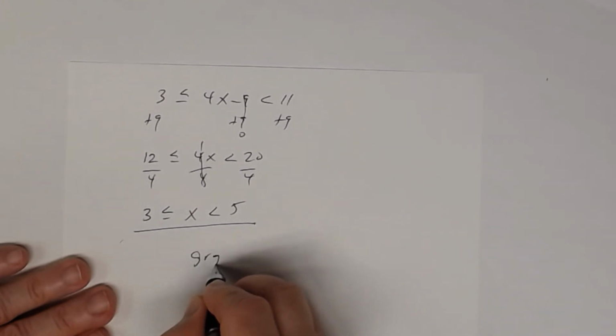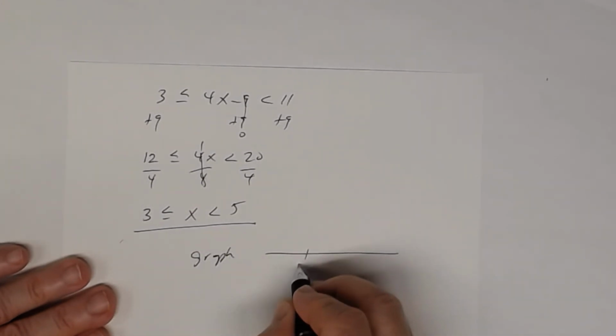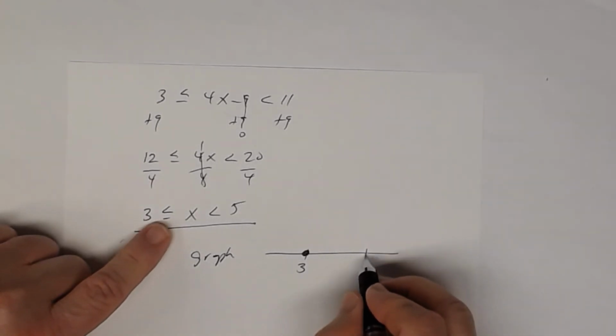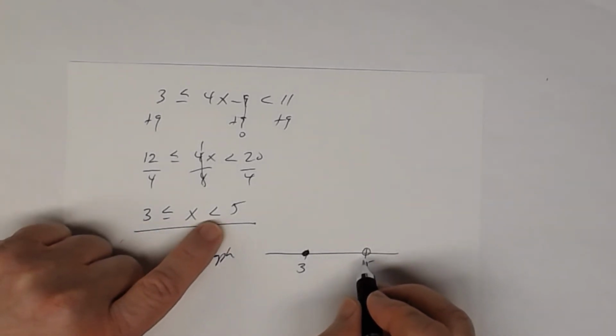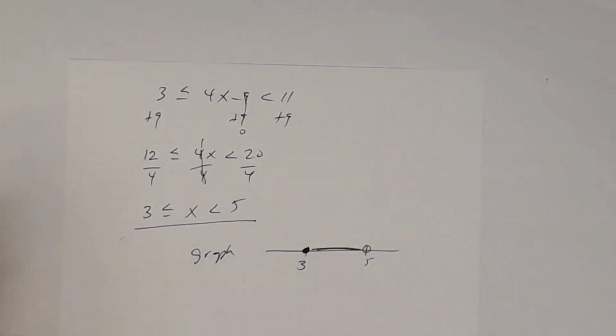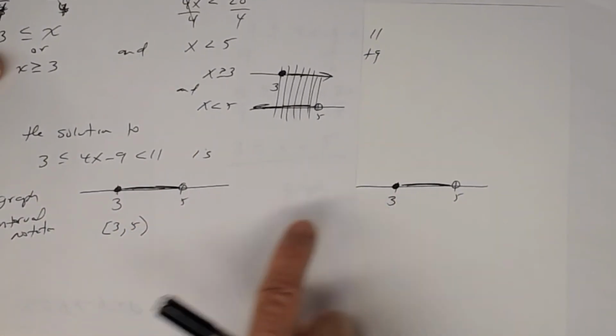So if you graph it, it'll look like this. 3 with the bracket, with the closed circle because of the equal sign, 5 with an open circle because there's no equal sign, and shade in every number between them. And there's your solution, just like we had here. See that?